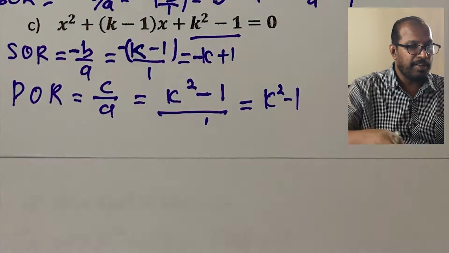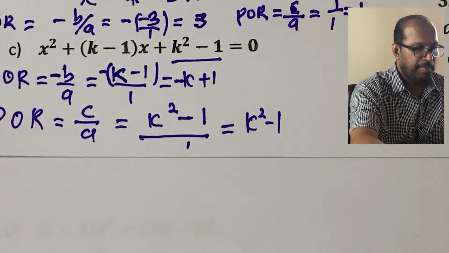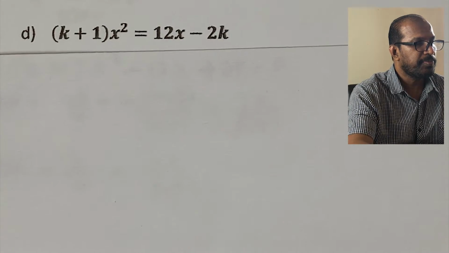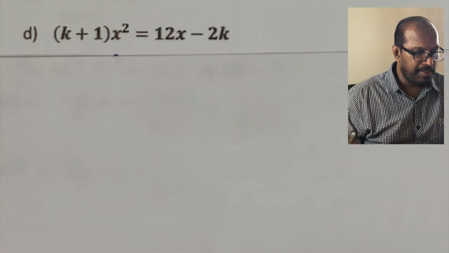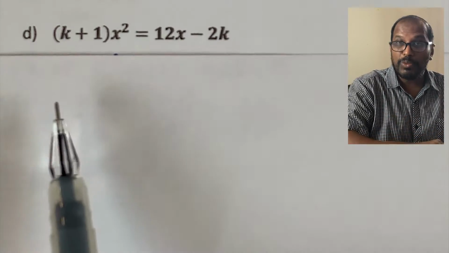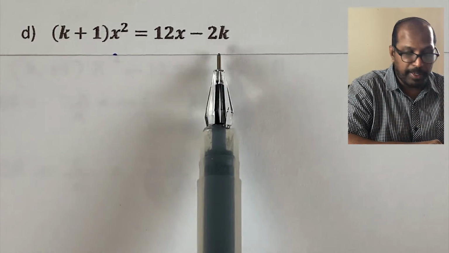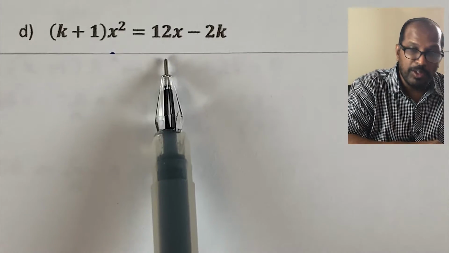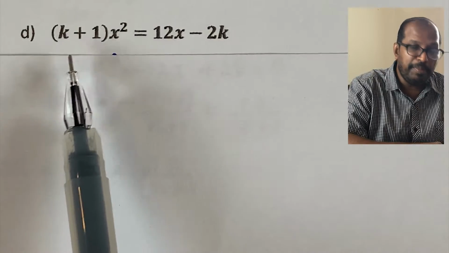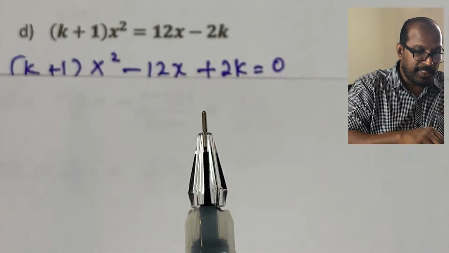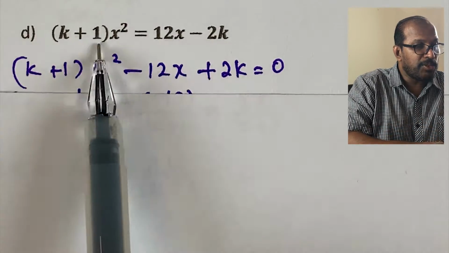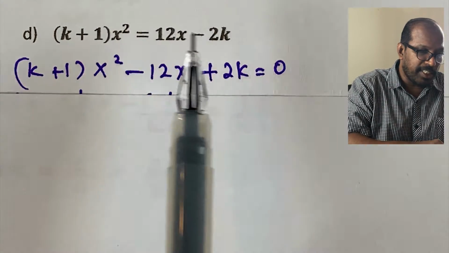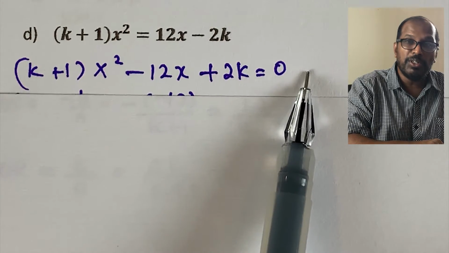Now we continue with the next example, which is example D. If you look at example D, we have (k plus 1)x squared equals 12x minus 2k. This is not in the form ax squared plus bx plus c, so we have to rewrite it. I bring the 12x to the other side, so I get negative 12x. Negative 2k, I bring to the other side, I get plus 2k, which is equal to 0.